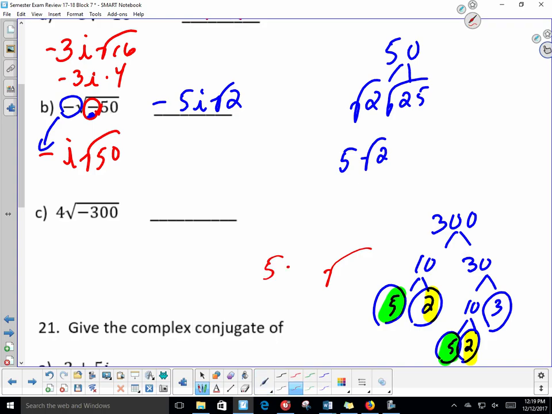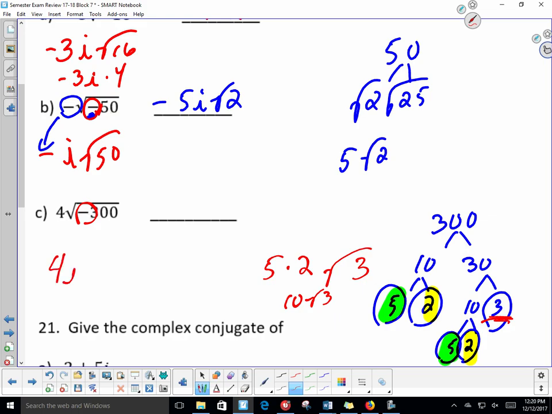So I'm going to have times 2. And then I have this 3 that doesn't have anything, so that stays underneath. So I have 5 times 2, which is 10, times the square root of 3. But there's one thing I forgot. What about this negative sign?